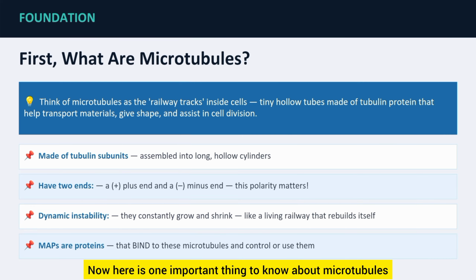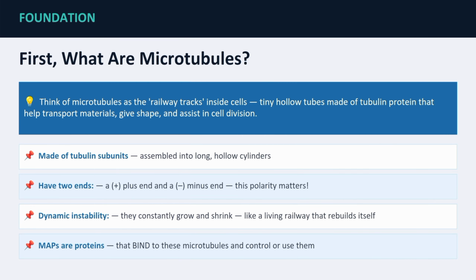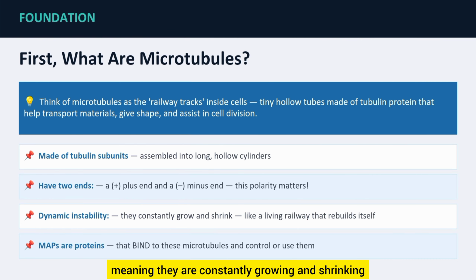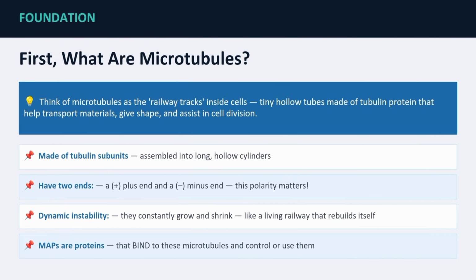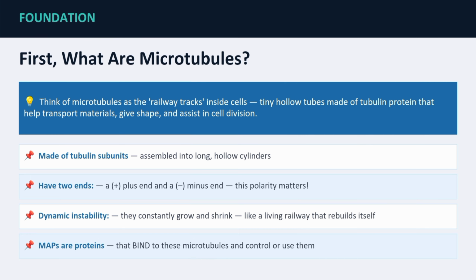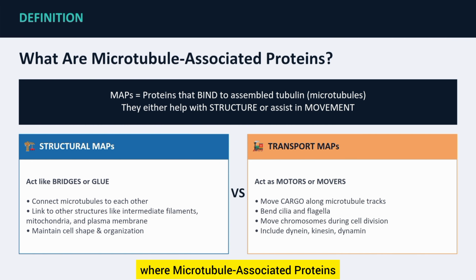Now here is one important thing to know about microtubules. They have two ends. A plus end and a minus end. The plus end is the actively growing end. And microtubules have a property called dynamic instability, meaning they are constantly growing and shrinking. Like a railway track that builds and dismantles itself depending on where the train needs to go. Now, what controls all of this? What proteins bind to these tracks and manage everything? That is exactly where microtubule-associated proteins, our MAPs, come in.